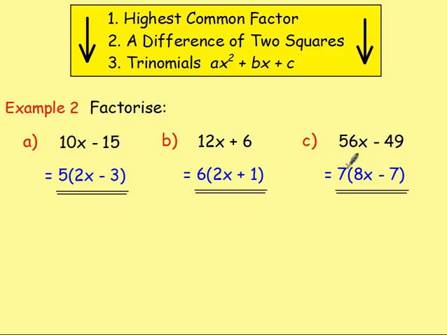And again, the way to check it, in your head, you think 7 times 8x. Ooh, that's 56x. That's right. And 7 times negative 7. Ooh, negative 49. That's right.